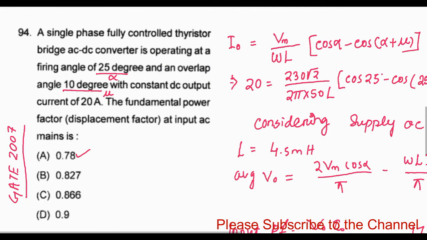Next question: a single phase fully controlled thyristor bridge AC to DC converter is operating at a firing angle alpha of 25 degrees and an overlap angle of 10 degrees with constant DC output current of 20 ampere. The fundamental power factor or the displacement factor at input AC mains is. This is one of the GATE 2007 questions, and it is very lengthy and cannot be solved without a calculator. Now I am solving it.